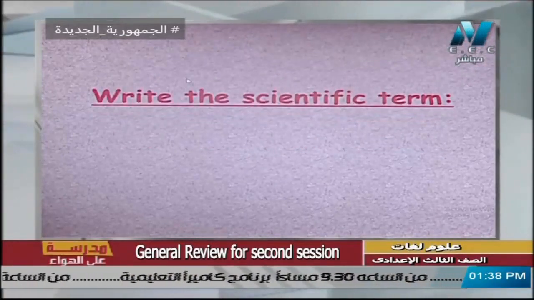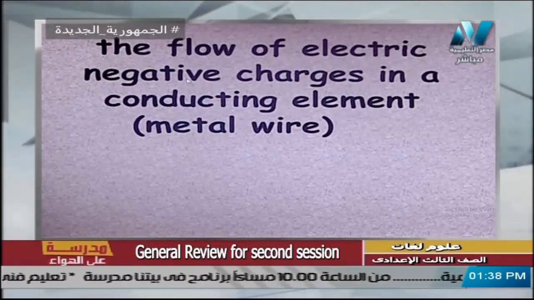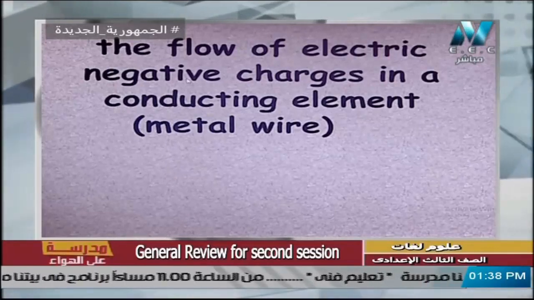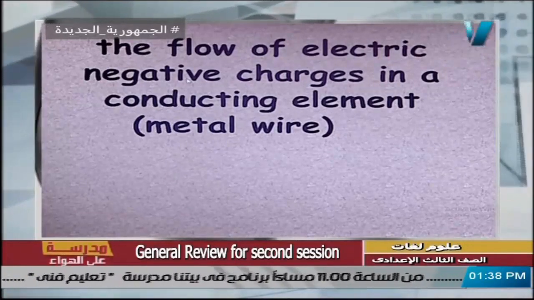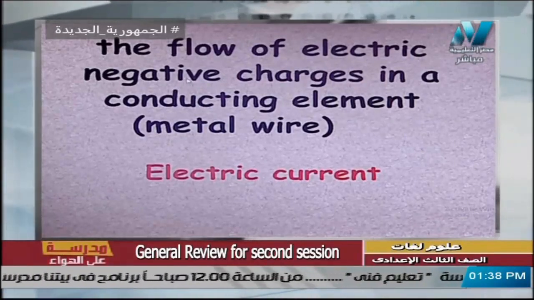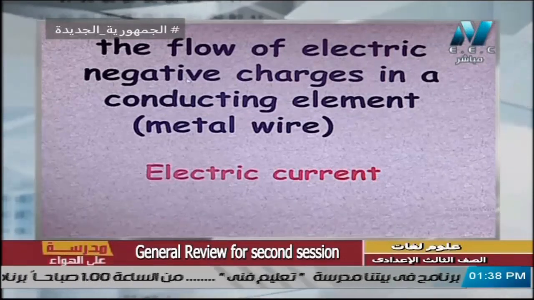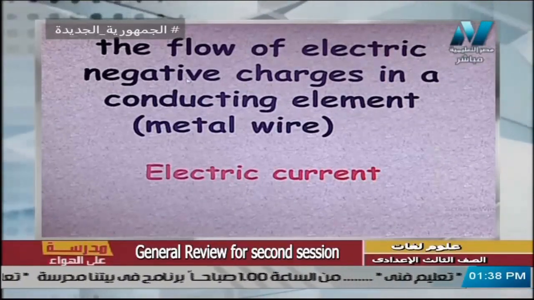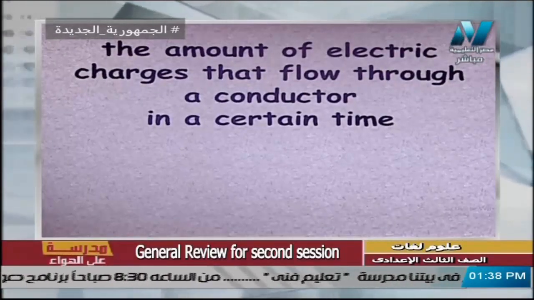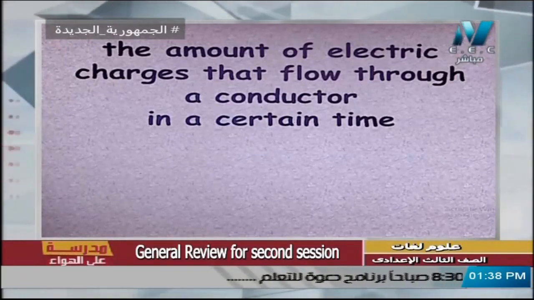Right scientific term. The flow of the electric negative charges in a conducting element or a metal wire is what? The flow of electric negative charges in a conducting element or a metal wire is electric current. The amount of electric charges that flow through a conductor in a certain time. The amount or the quantity.